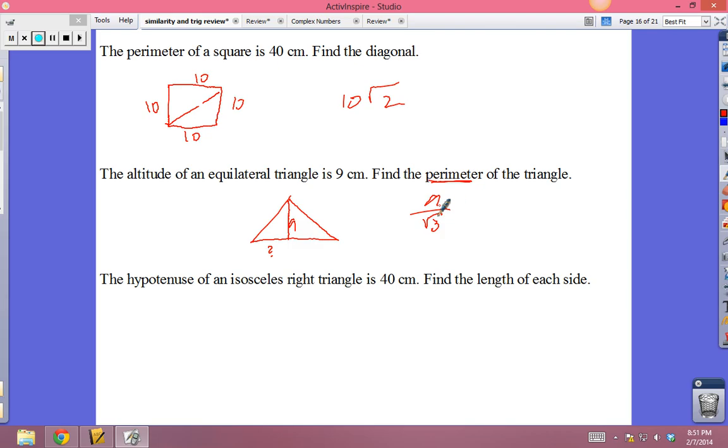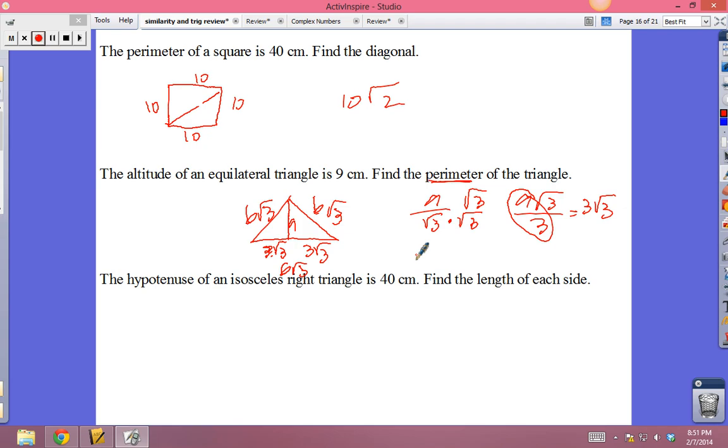which is unacceptable. So I times square root of 3 by top and bottom. So 9 square roots of 3 over 3. But 9 divided by 3, that's the same thing as 3 square roots of 3. So this little guy is 3 square roots of 3, and this little guy is 3 square roots of 3. So together they are 6 square roots of 3, and this side is 6 square roots of 3, and that side is 6 square roots of 3. So if I walk all the way around it, 6 square roots of 3 plus 6 square roots of 3 plus 6 square roots of 3 is the same as 18 square roots of 3.